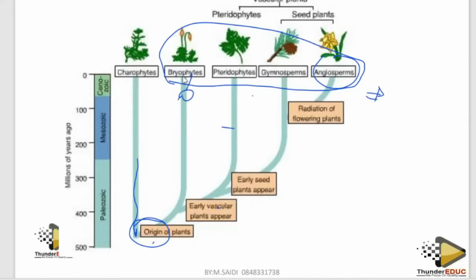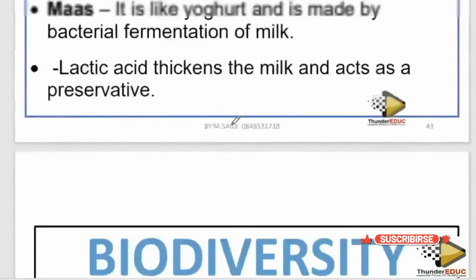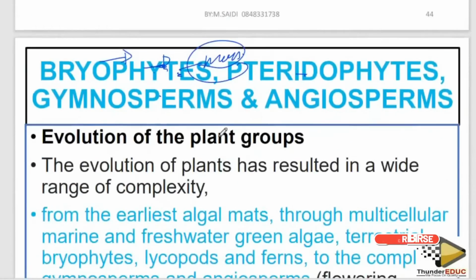So what is the difference between the bryophyte and the pteridophyte? The bryophytes require water for reproduction, a lot of water for reproduction. Pteridophytes only require a film of water, but this one requires a lot of water for reproduction. And these ones don't have a vascular bundle. They don't have xylem and phloem. They are just thallus.